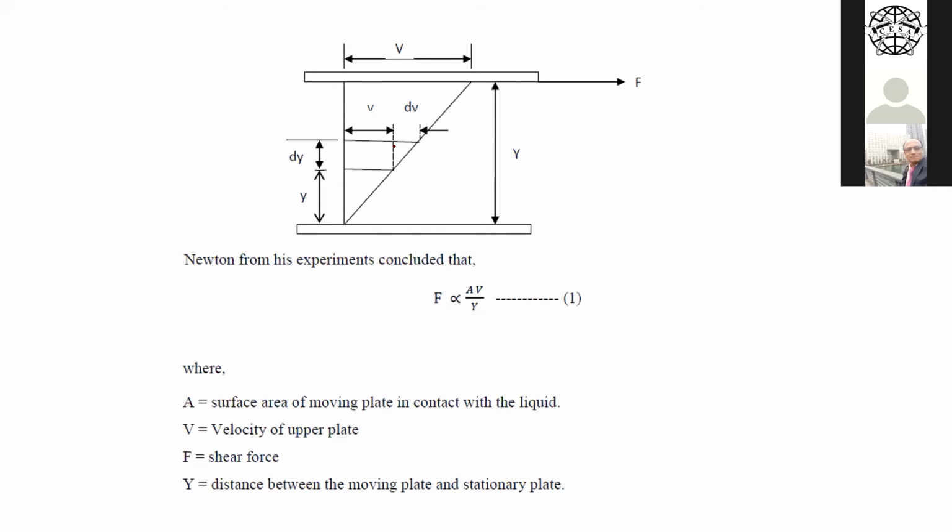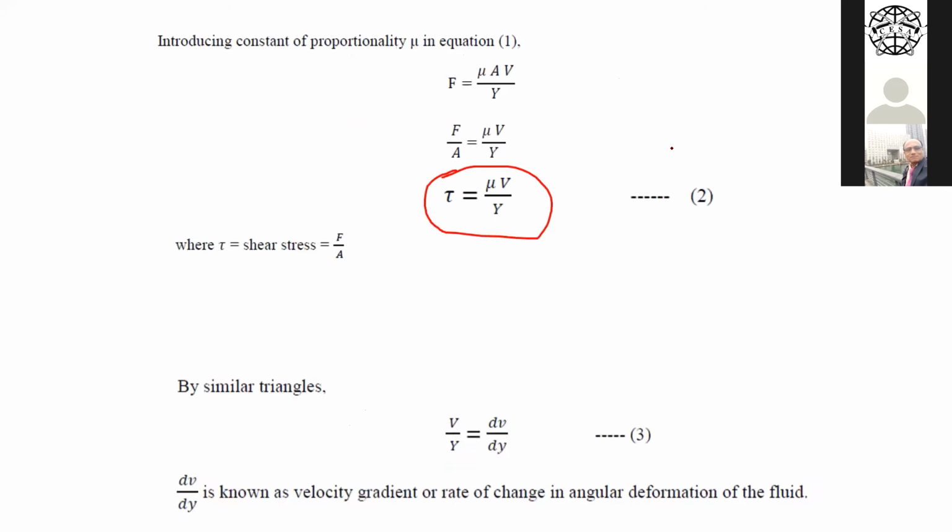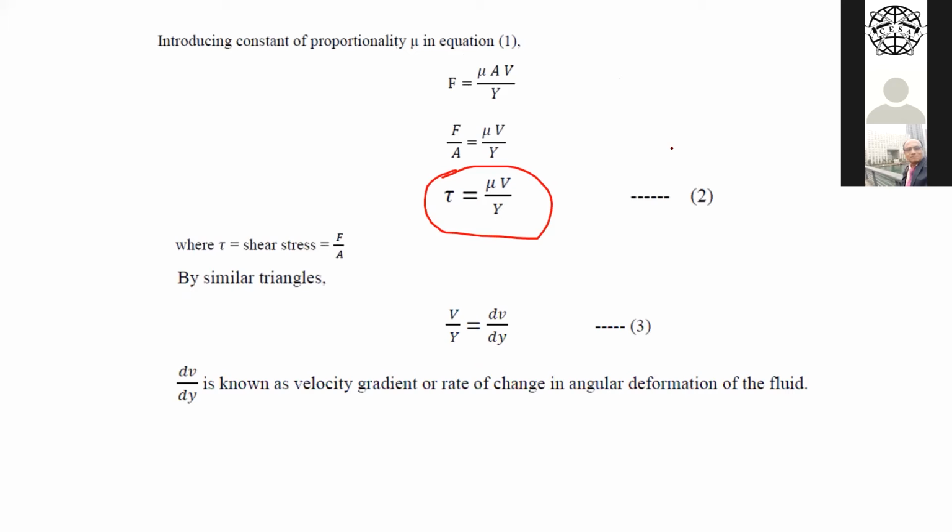Here by similar triangles, you can write v by y is equal to dou v by dou y. This dou v by dou y is nothing but the rate of deformation of the fluid, which is also called the velocity gradient. So v by y can be written as dou v by dou y. Therefore, this equation is known as shear stress equals mu into dou v by dou y.